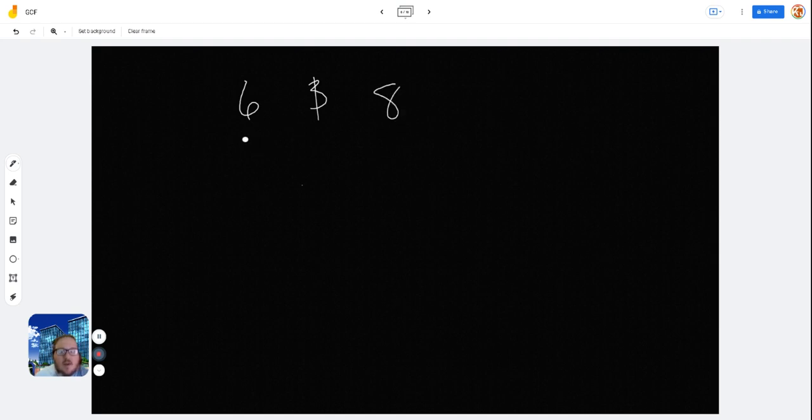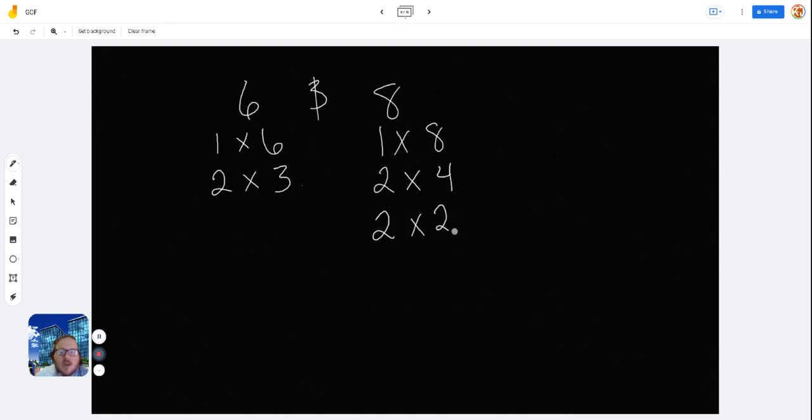Well, we know that we can multiply 1 times 6. We know we can do 2 times 3. And those are pretty much our factors. And then for 8, we can do 1 times 8. We can do 2 times 4. Or we can do 2 times 2 times 2. And these are all factors of both of those numbers.